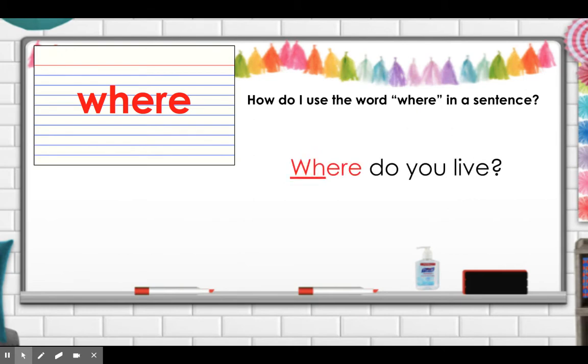Where do you live? That's part of my question sentence. Notice how I underline the WH digraph in the word where. Do you see any other trick words in the sentence? Good. Do and you.